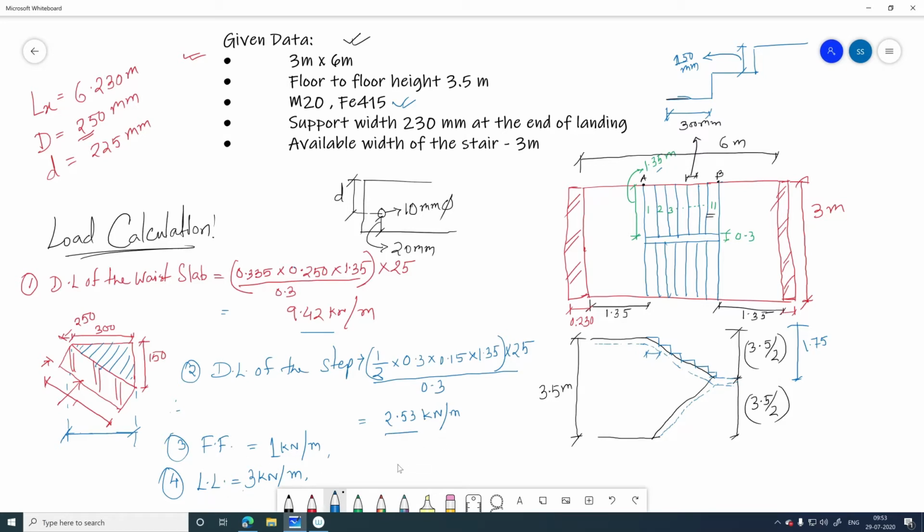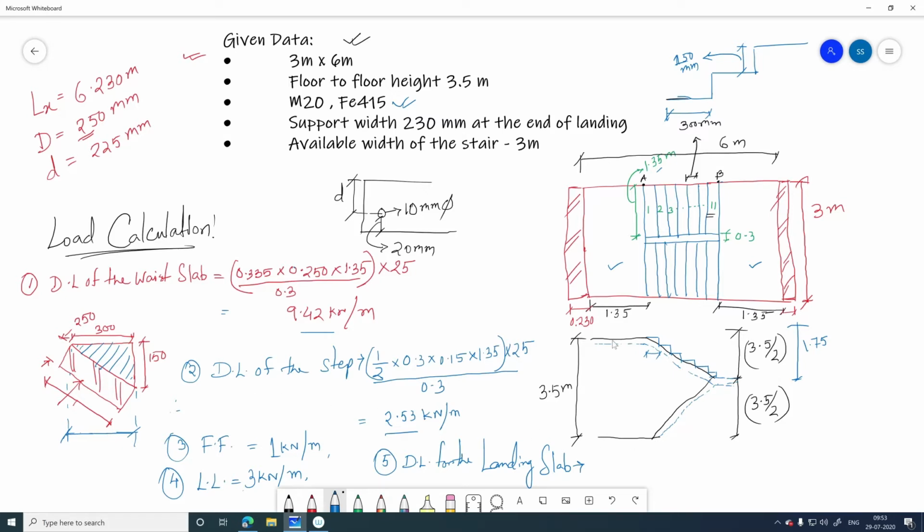But yeah, the remaining portion is the dead load of the landing slab, that means in these two portions. So in these two portions we need to determine the dead load. So what will be the value of the dead load?